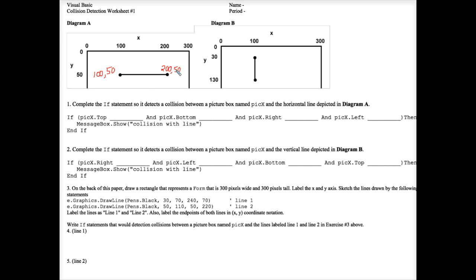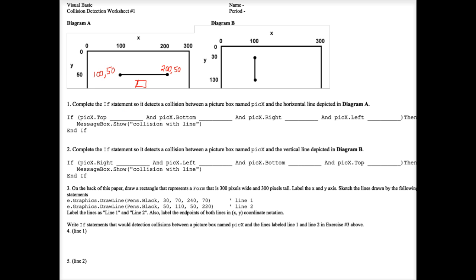Okay, well, here's the exercise. Complete the if statement so it detects a collision between a picture box named PIC-X and the horizontal line in diagram A. So let's imagine a picture box right here, a little square or rectangle, and its name is PIC-X. So we need something like less than 20 or greater than 30. Something like that needs to fill in this blank. Well, let's see if you can help me figure out what needs to be in there.